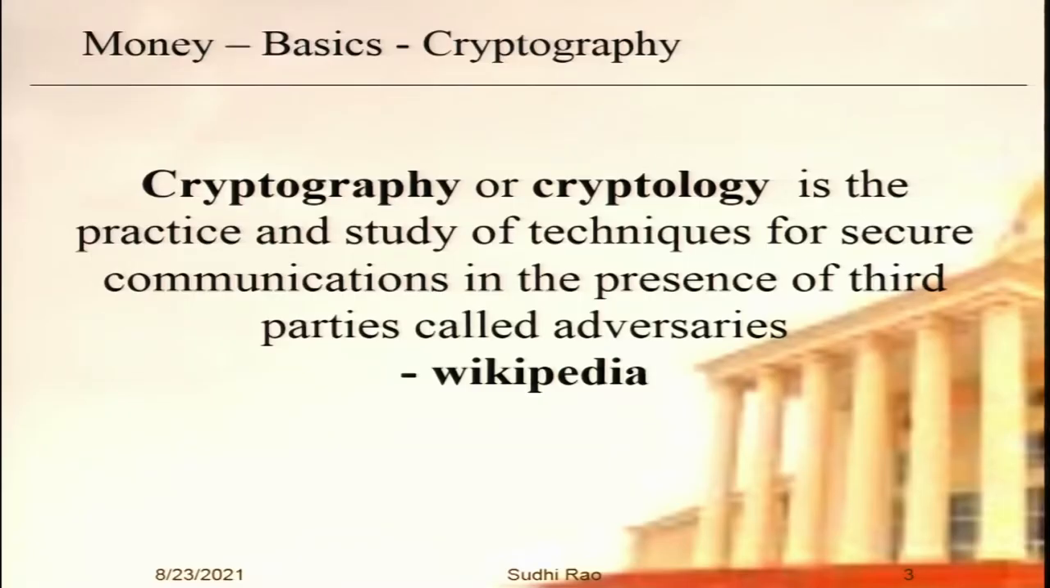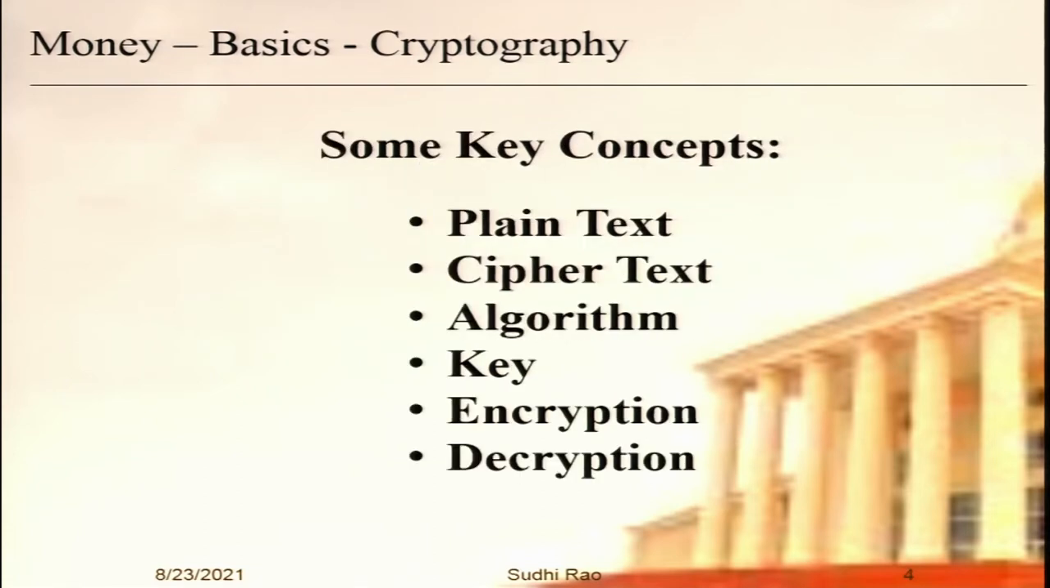And one way of doing it is cryptography or cryptology. Some key concepts. Cryptography has reached an advanced stage now, and new techniques have come, but the concept itself is quite old. One of the oldest types of cryptography is called the Caesar cipher. Apparently, this is what Julius Caesar used to do, and we will see a very simple example of that.